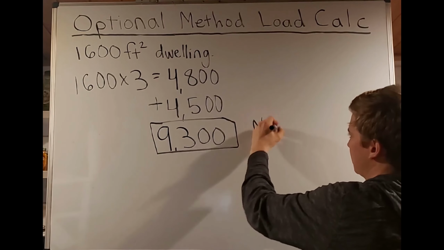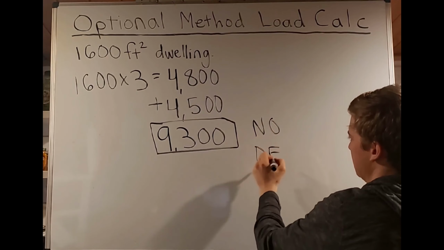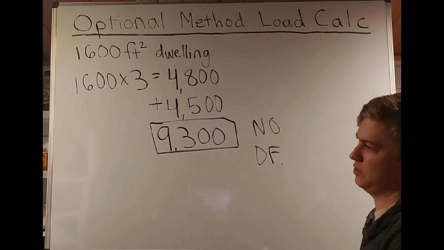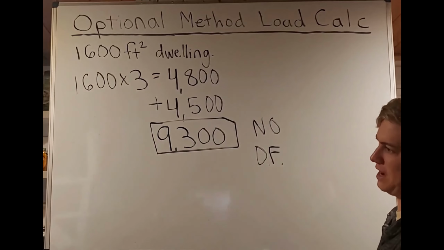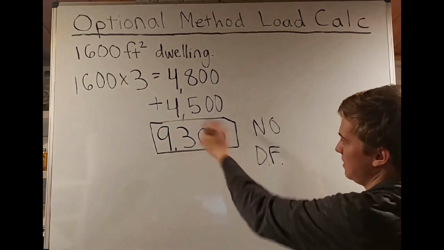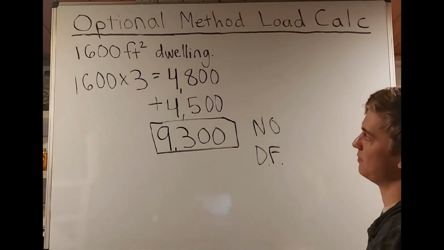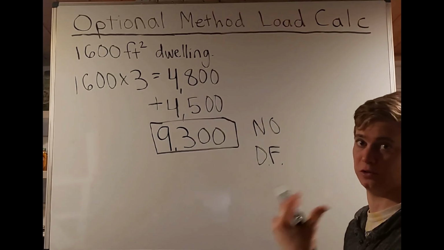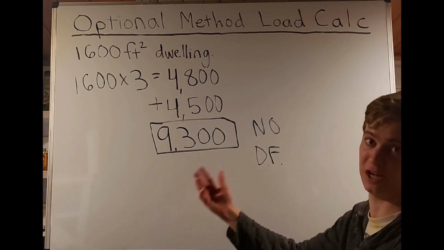And remember, there's no usual demand factor. So we're used to doing the minus 3,000 and all that for the standard method. But for this, we're just going to take this number, and this is going to be our total number that we're going to add for our load calculation for the general lighting load portion.